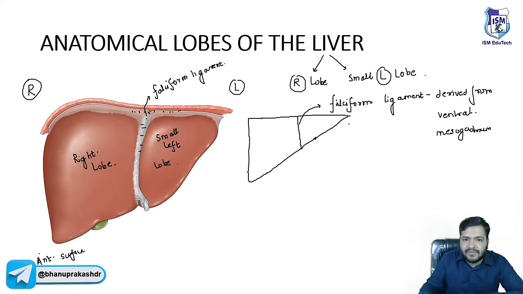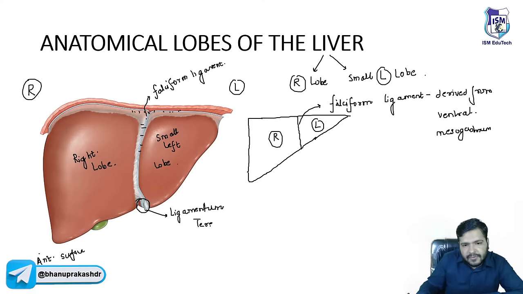And remember, it is dividing the liver into the right lobe and the small left lobe. Okay. Remember, beta, we have a fissure over here. Beta, that fissure is for the ligamentum teres.